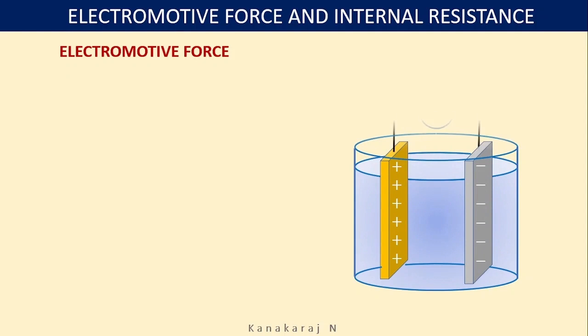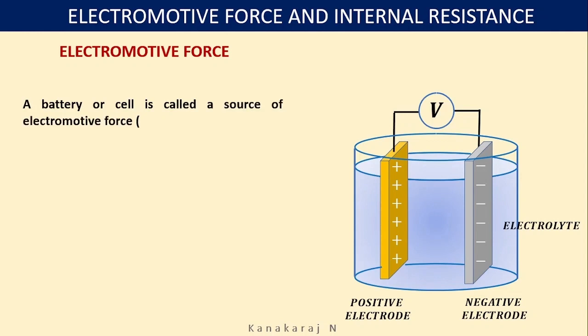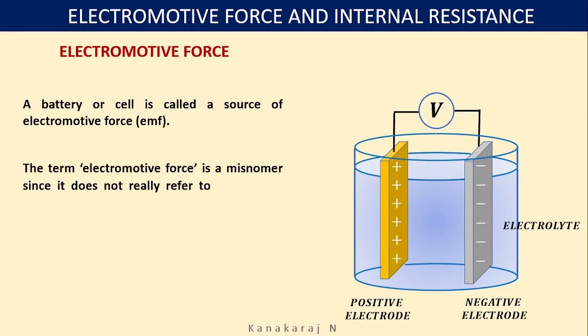Here you have a chemical cell with two electrodes connected with a high resistance voltmeter. The positive electrode, the negative electrode, and this cell contains the electrolyte. A battery or cell is called a source of electromotive force, EMF. The term electromotive force is a misnomer since it does not really refer to a force but describes a potential difference in volts.